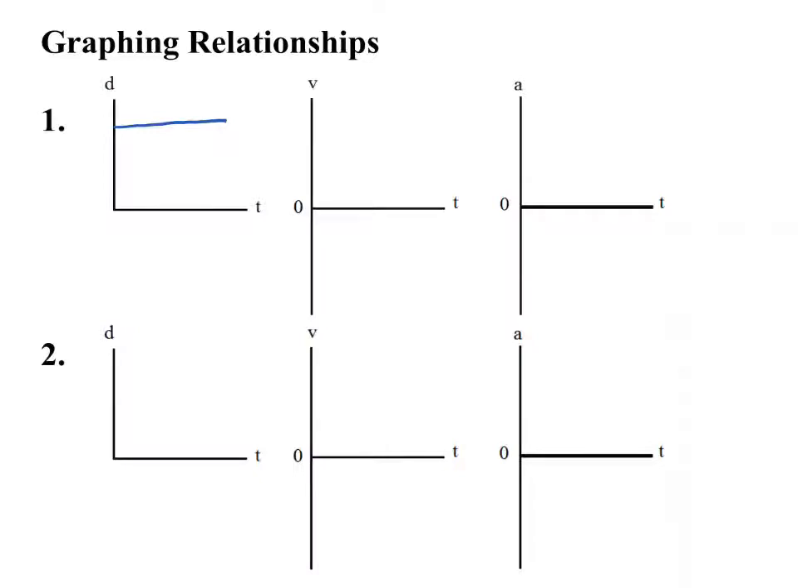So what does that mean? It means you're not covering any distance, right? If you're not covering any distance, what does that mean for velocity? Well, it means your velocity is just constant at 0, because it just means you're staying in the same place. If you're staying in the same place and you're not moving, then can you even have acceleration? No, so your acceleration is also just a line at 0.